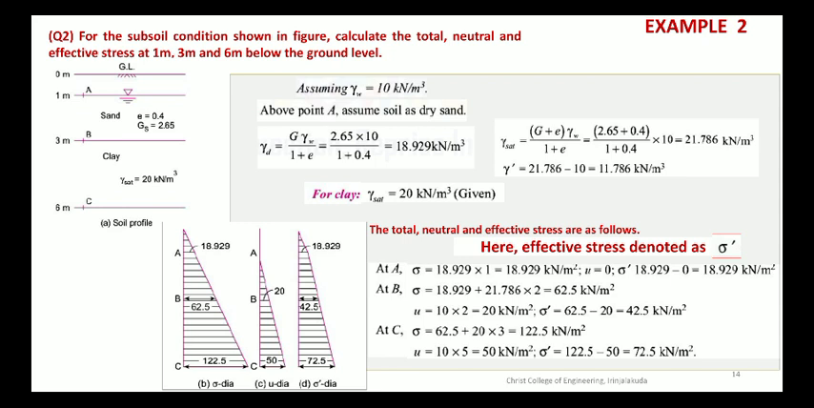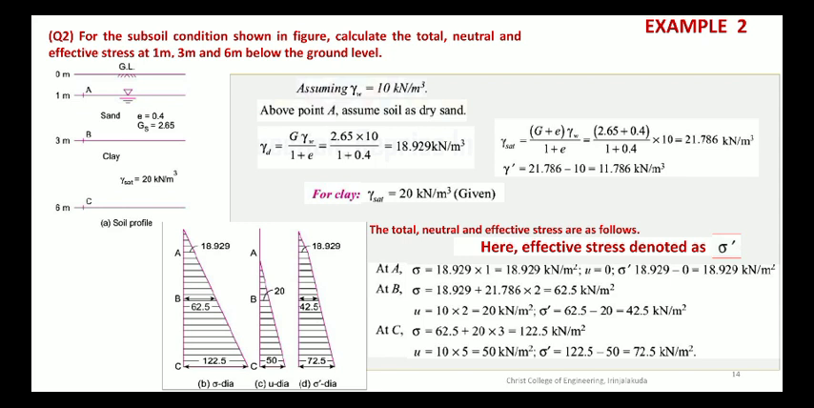It is (G plus e) divided by (1 plus e) into gamma W. Again you substitute it: G 2.65 plus 0.4 divided by 1 plus 0.4 into gamma W. The assumed value is 10. So you substituted it and got value gamma saturated is 21.786. So if the soil was dry, gamma D was 18, and if the sand layer is fully saturated, gamma value is increased slightly.